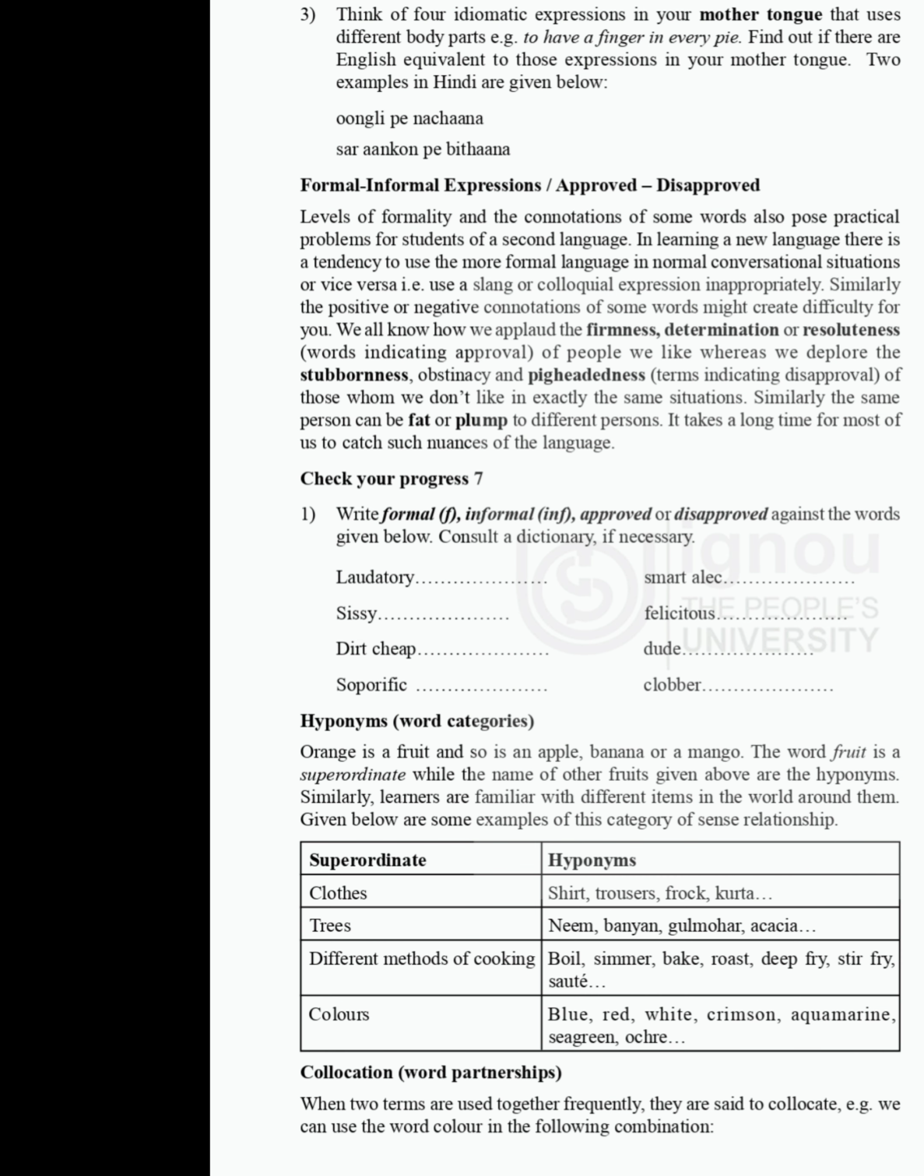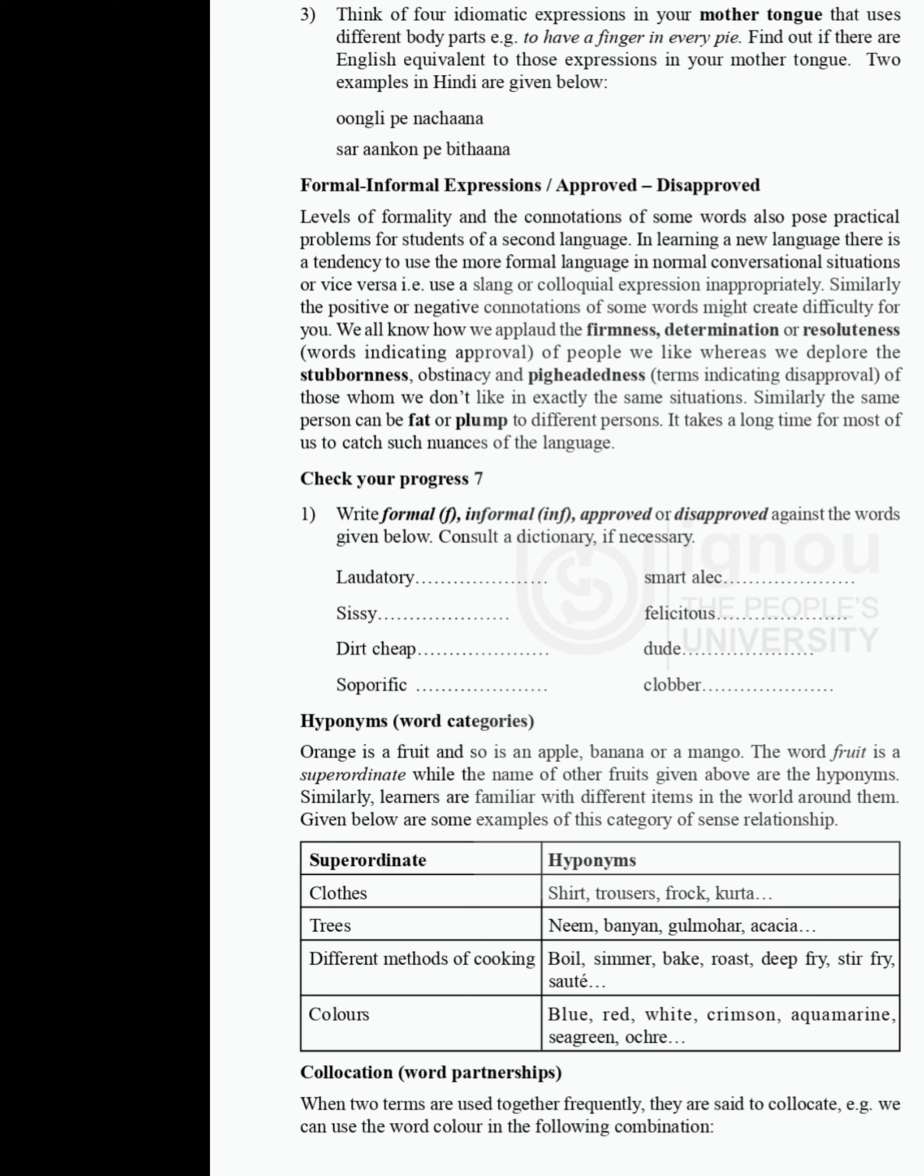3. Think of 4 idiomatic expressions in your mother tongue that use different body parts, e.g. to have a finger in every pie. Find out if there are English equivalents to those expressions in your mother tongue. 2 examples in Hindi are given below. Ungli pe nachana, sa ankon pe bitana. Formal, informal expressions, approved, disapproved.